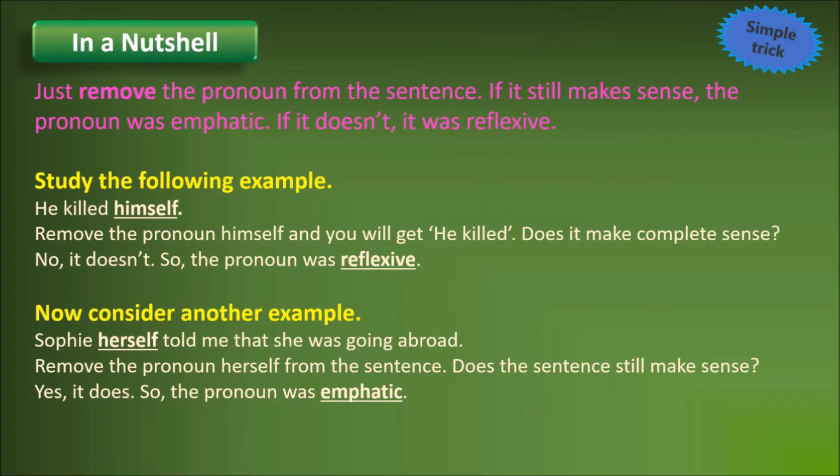In a nutshell, just remove the pronoun from the sentence. If it still makes sense, the pronoun was emphatic. If it doesn't, it was reflexive. Study the following example. He killed himself. Remove the pronoun himself and you will get he killed. Does it make complete sense? No, it doesn't. So, the pronoun was reflexive.